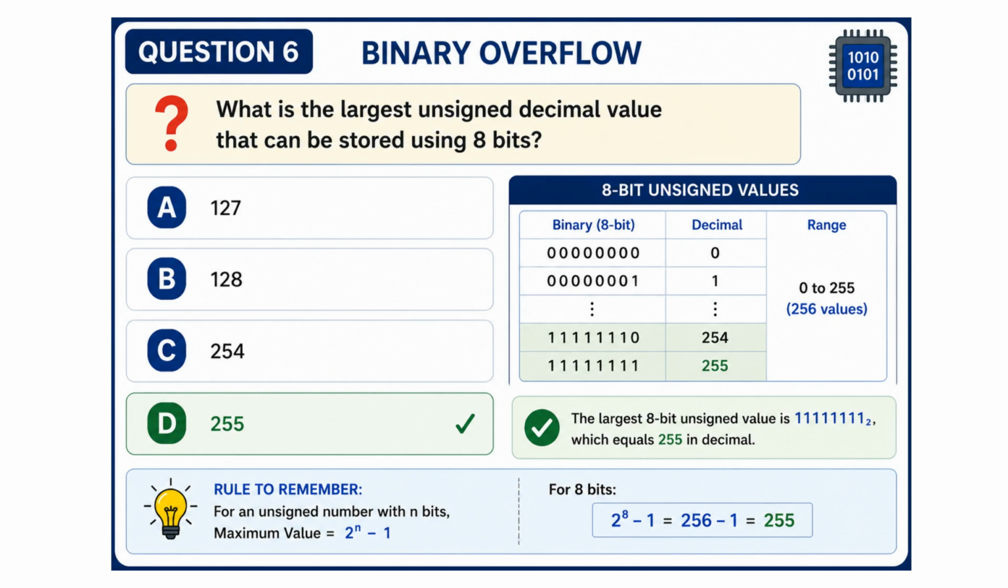We can also calculate the maximum value using a simple formula. Maximum value equals 2 to the power of n minus 1. For 8 bits, 2 to the power of 8 equals 256. 256 minus 1 equals 255. So the correct answer is 255. Remember, whenever you're asked for the largest unsigned value, use the formula 2 to the power of n minus 1.